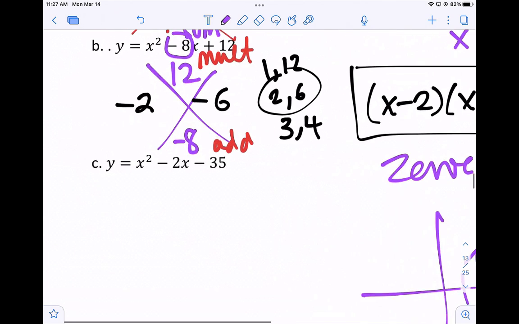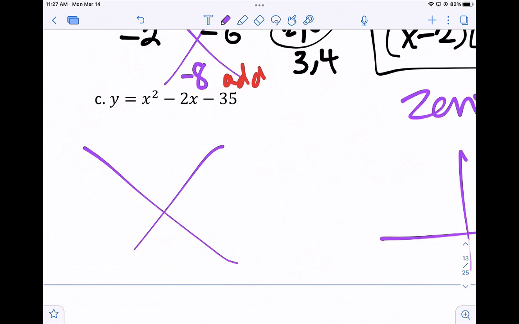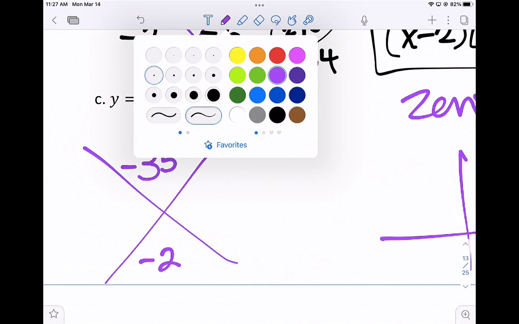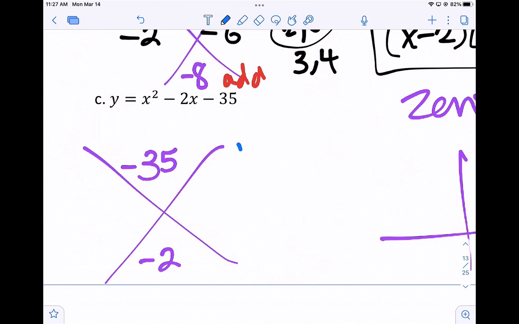And let's take a look at our last one. Again, we'll make our diamond, and it's what multiplies to negative 35 that adds to negative 2. Let's think of some factors of 35: 1 and 35, and probably 5 and 7. So it's this combination, but we have to make one of them negative, so it multiplies to a negative 35 and adds to a negative 2.